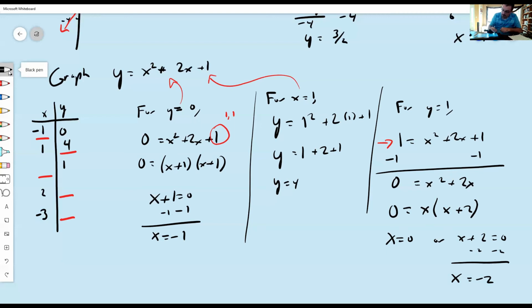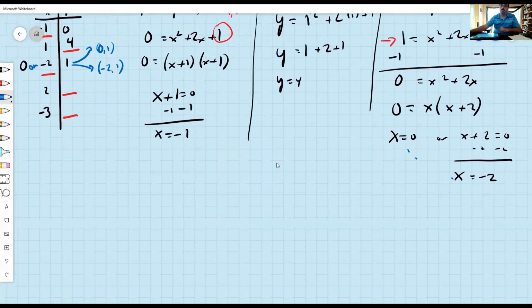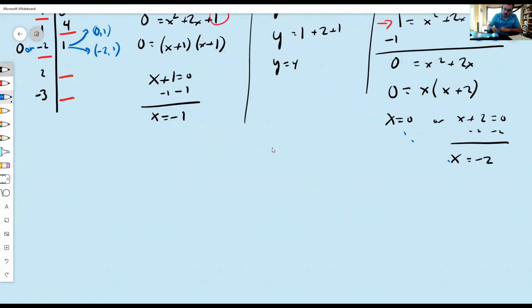So you actually have 2 points. This here is going to work out to giving you the point 0, 1 and the point minus 2, 1. So because I got two x values right here, it gives me 2 points. And then the last two, let x equal 2, let x equal 3.